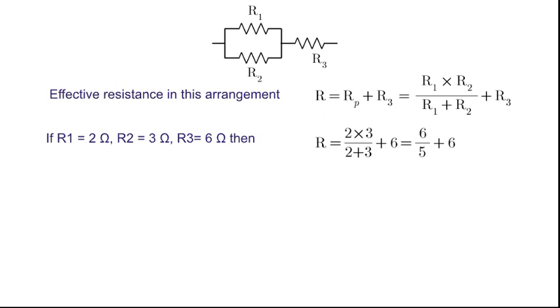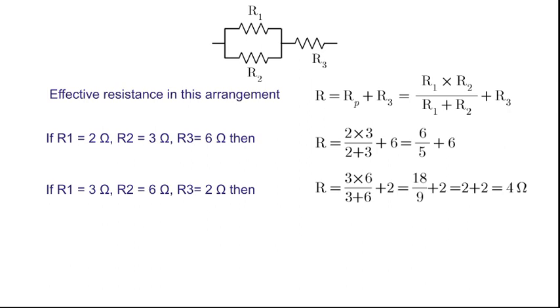Now let us consider R1 to be 3 ohm, R2 to be 6 ohm and R3 to be 2 ohm. Then what will be the effective resistance? R will be equal to 3 into 6 divided by 3 plus 6, plus 2. 3 into 6 is 18, 3 plus 6 is 9. 18 by 9 plus 2 equals 2 plus 2 equals 4 ohm. Again, this is not the required combination.